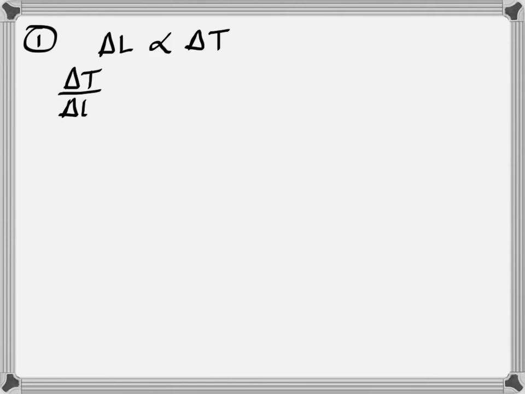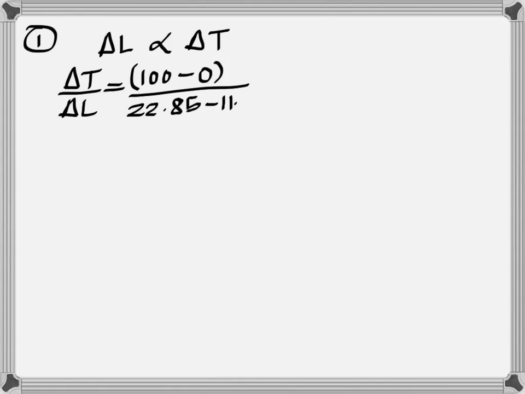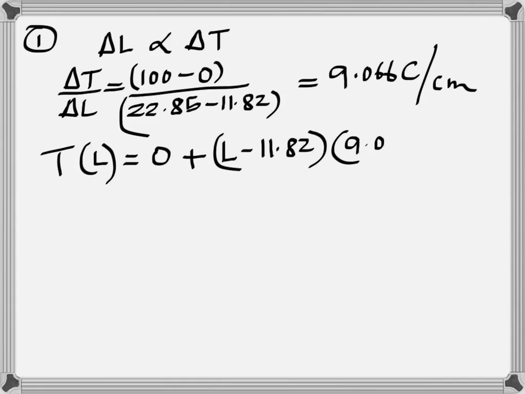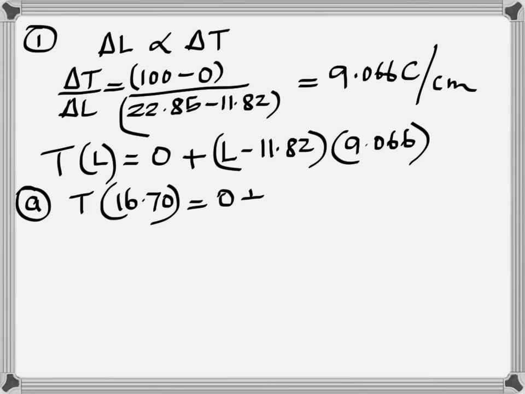Here are the questions on the problem set. Increase in length is in proportion to the change in temperature. So find delta T by delta L. And once you get that, you can calculate the temperature for a particular length and then substitute the given values.